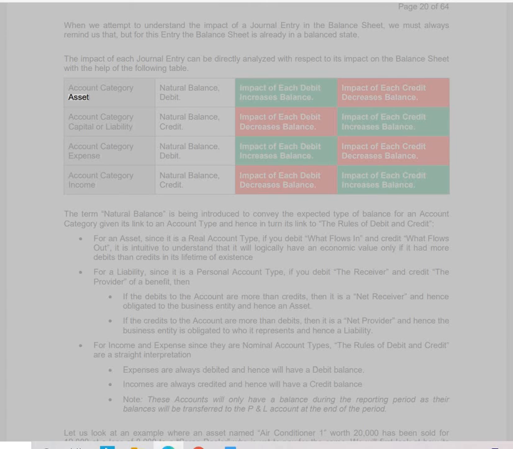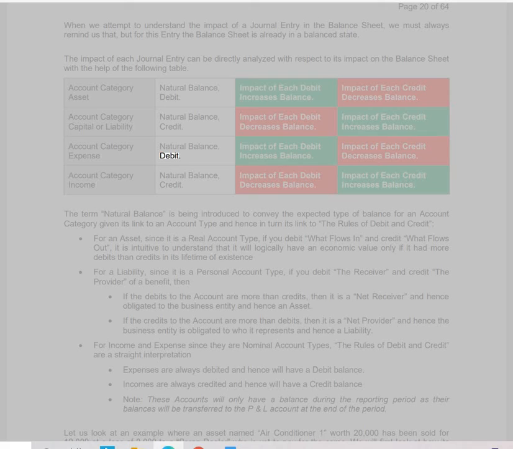Account category asset. Natural balance, debit. Impact of each debit increases balance. Impact of each credit decreases balance. Account category capital or liability. Natural balance, credit. Impact of each debit decreases balance. Impact of each credit increases balance. Account category expense.